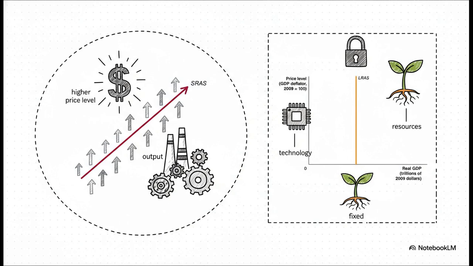The short-run curve slopes up. Higher prices lead to more production. But look at the long-run curve. It's a straight vertical line. That's showing us that in the long run, after all the dust settles and wages adjust, the economy's total potential output has nothing to do with the price level. It's determined by real things, like our resources and our technology.